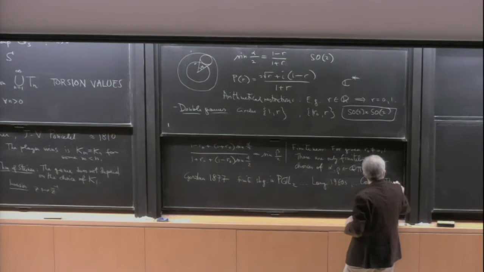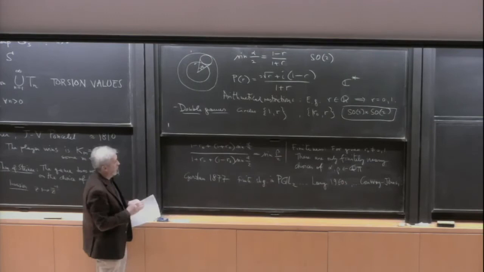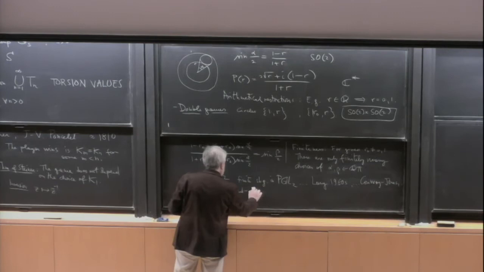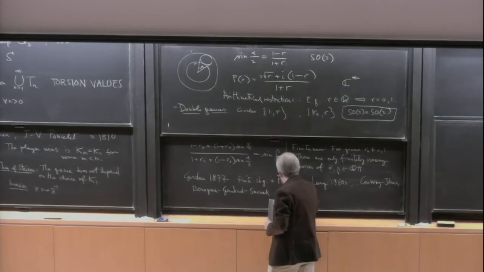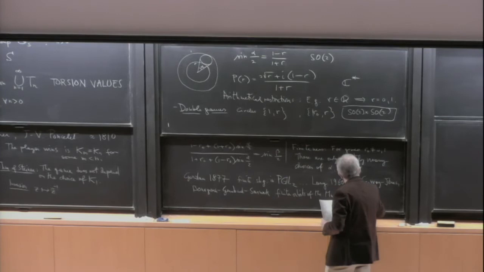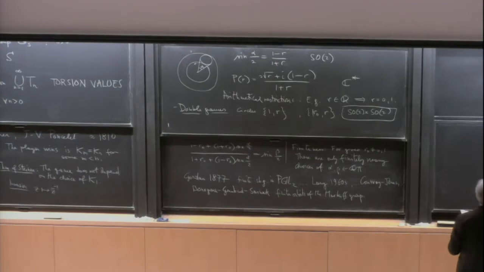And until recently, a situation somewhat similar to this has been used in a paper of Bourgain, Gamburd and Sarnak, and this time to classify the finite orbits of the so-called Markov group. So this shows that this very special setting carries some connections. So let me go to the Poncelet.